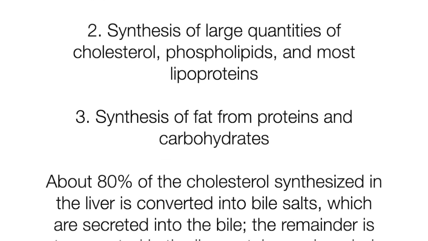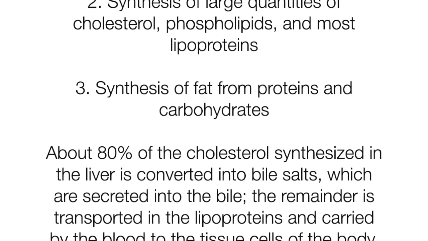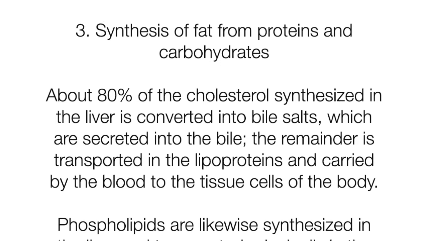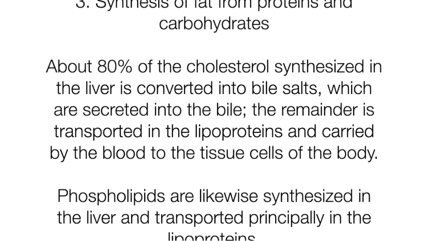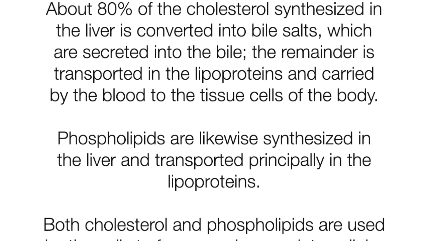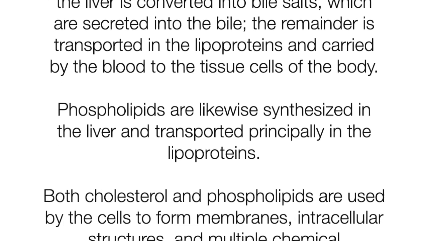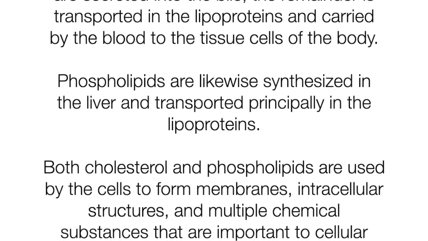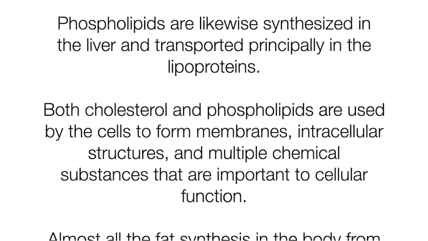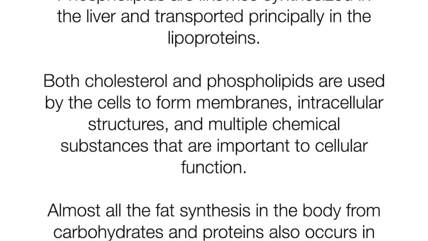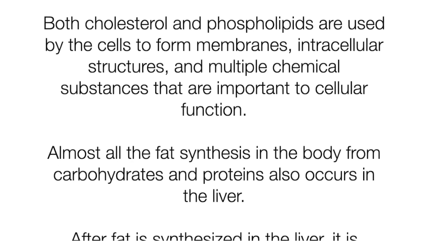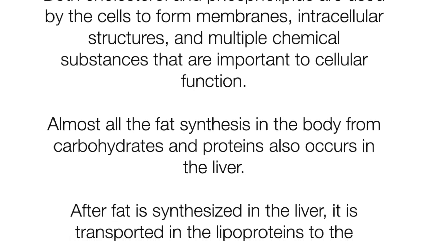About 80% of the cholesterol synthesized in the liver is converted into bile salts, which are secreted into the bile. The remainder is transported in the lipoproteins and carried by the blood to the tissue cells of the body. Phospholipids are likewise synthesized in the liver and transported principally in the lipoproteins. Both cholesterol and phospholipids are used by the cells to form membranes, intracellular structures, and multiple chemical substances that are important to cellular function.